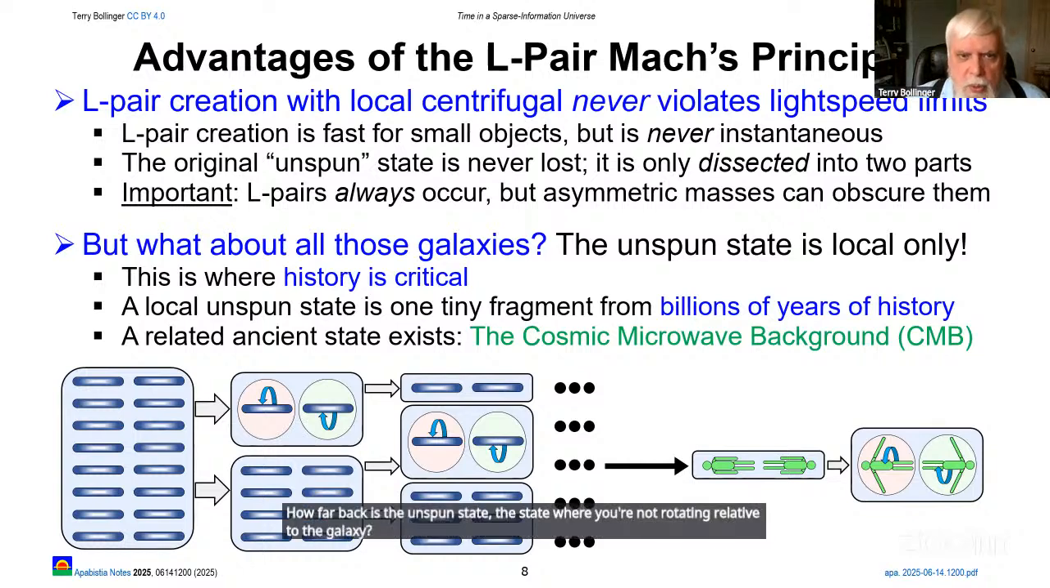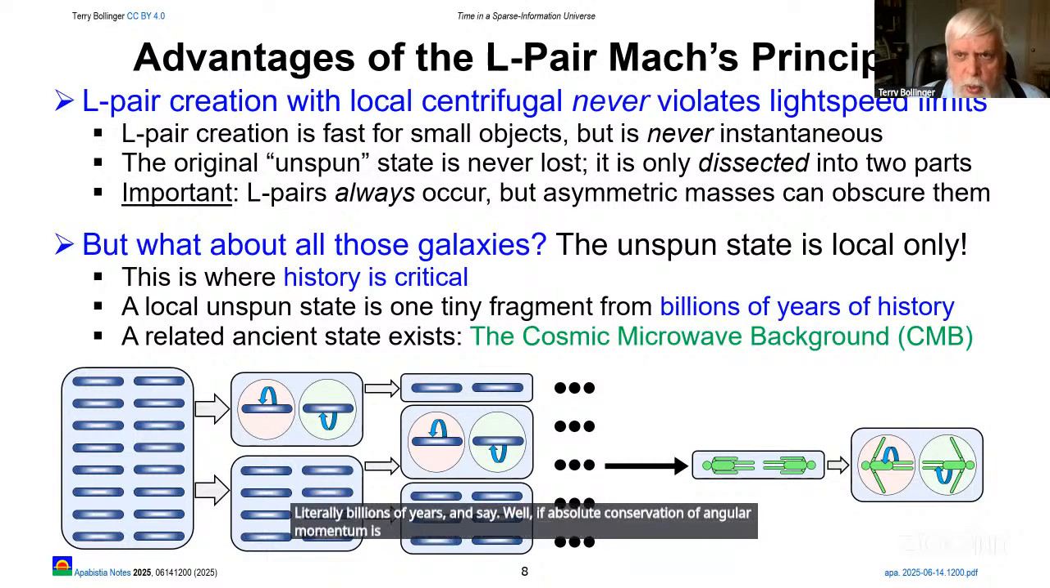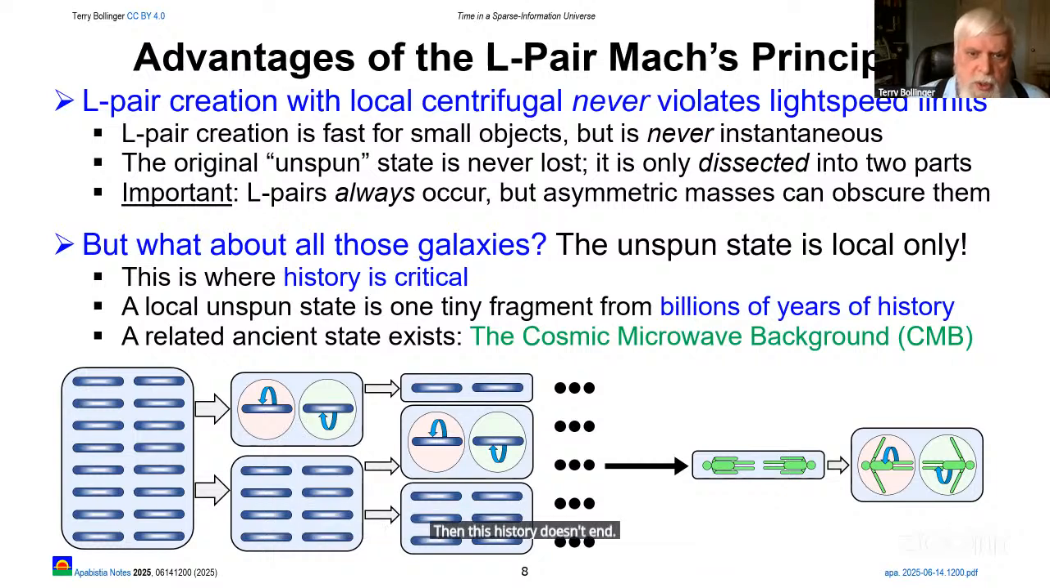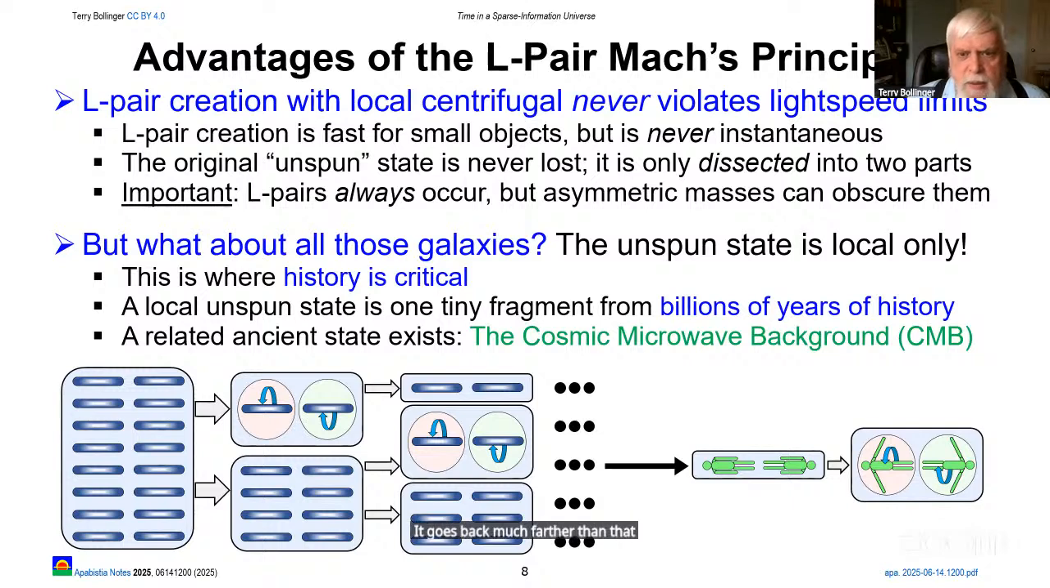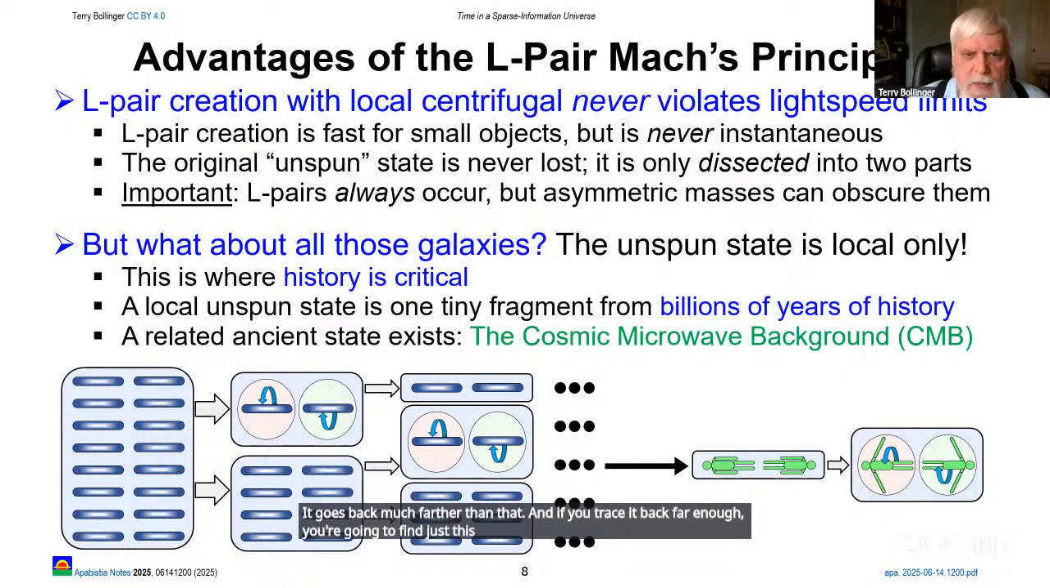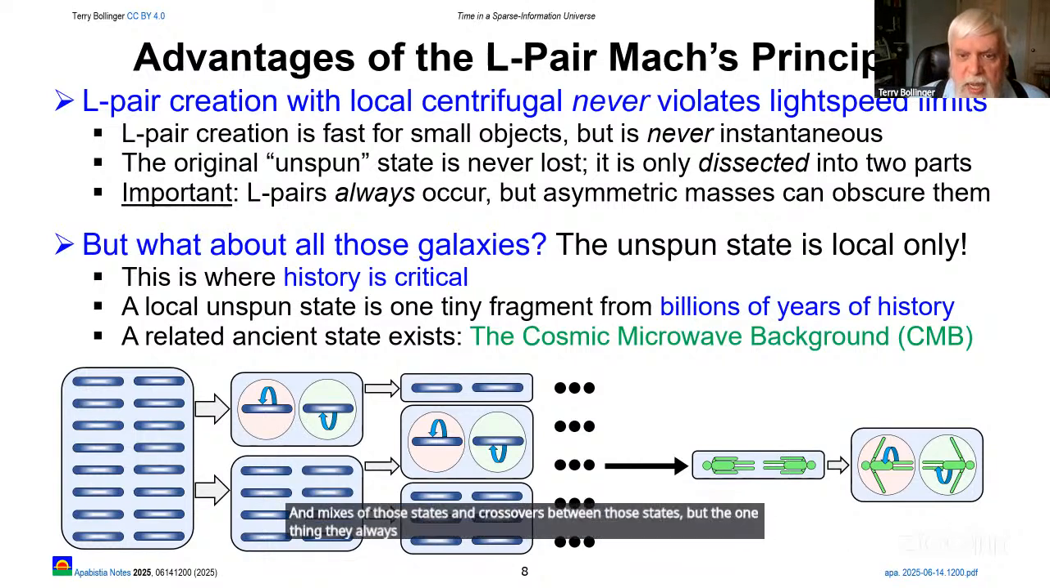History is critical. You have to look all the way back, literally billions of years, and say, well, if absolute conservation of angular momentum is something I can assume, which is very, very well proven, you just can't get rid of it, then this history doesn't end when I just launched out into space or when I walked out into the yard and started spinning. It goes back much farther than that. And if you trace it back far enough, you're going to find just this incredible mix of unspun and spun states and mixes of those states and crossovers between those states. But the one thing they always do is they conserve angular momentum.